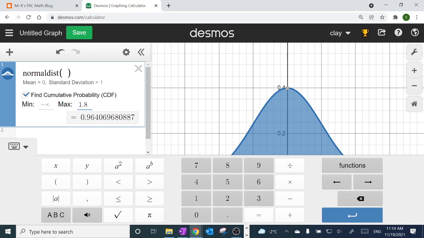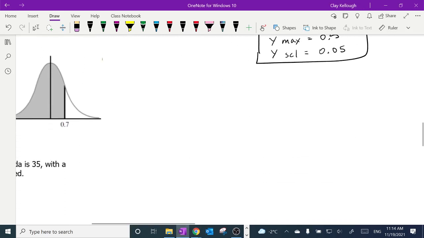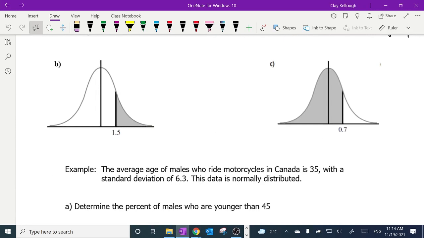Okay, so let's try the other examples on the page. So let's erase this guy, or actually we don't even need to erase him. Let's change it to the next one. For the next one we want to know the shaded area to the right of 1.5. How much of the data is this? What percent is it? I don't know. So we're going to find it using, first we'll do the TI.